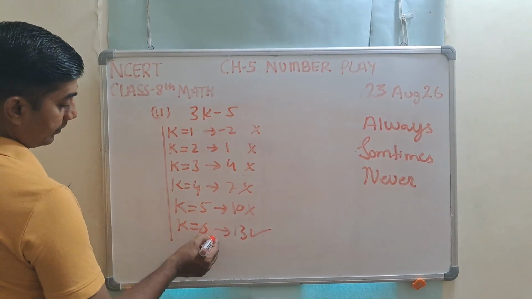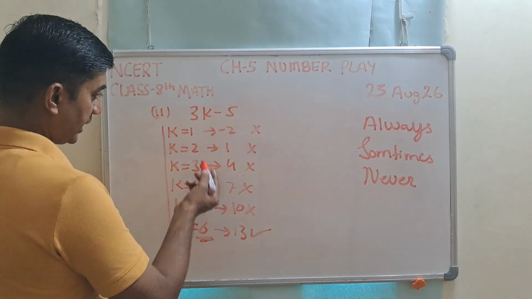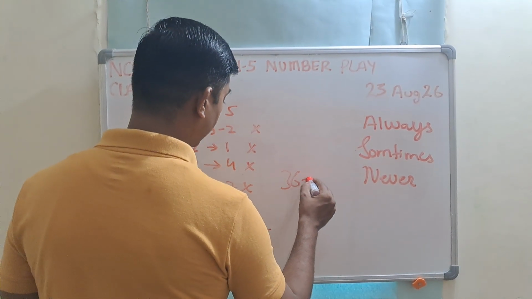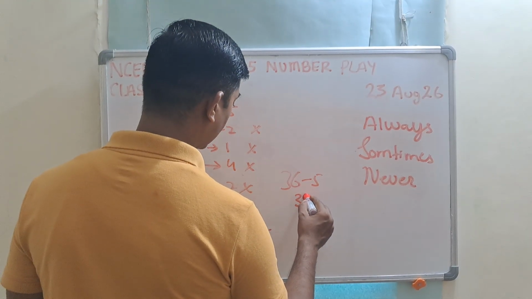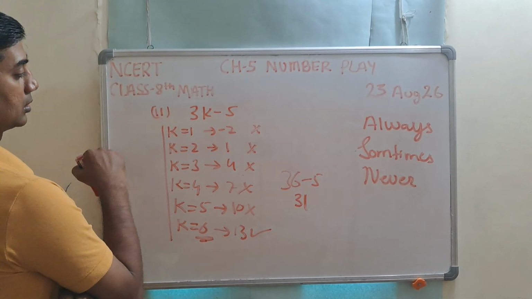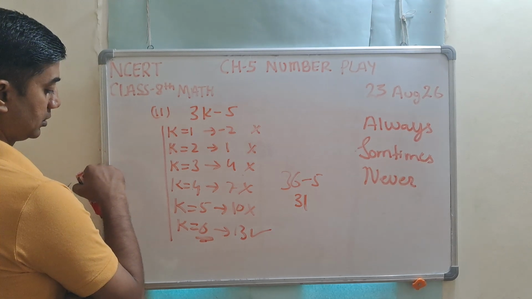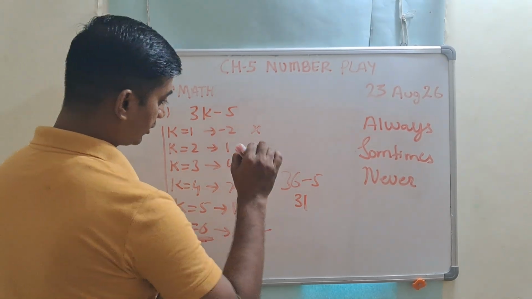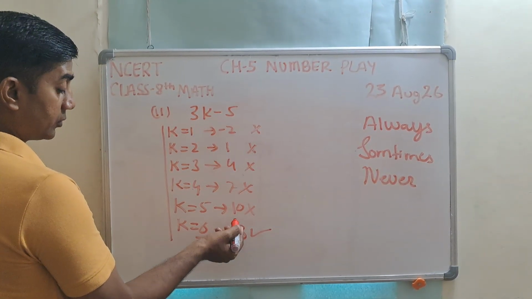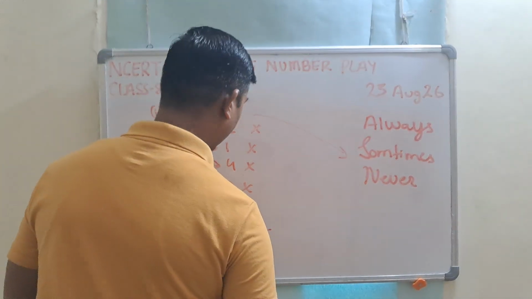Now when k is a multiple of 6, we will get our result. Understood? Take it as 12, and 12 threes are 36. 36 minus 5 is... in this case also this is not true, but since we have seen that in some cases it is true and in some cases it is not true, this is also a case of sometimes. Understood?